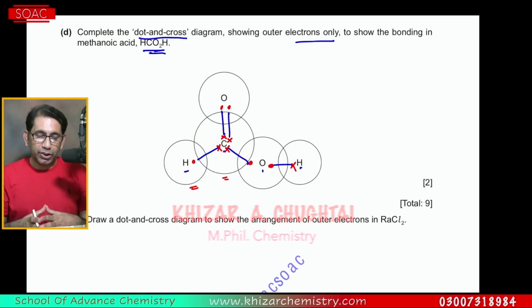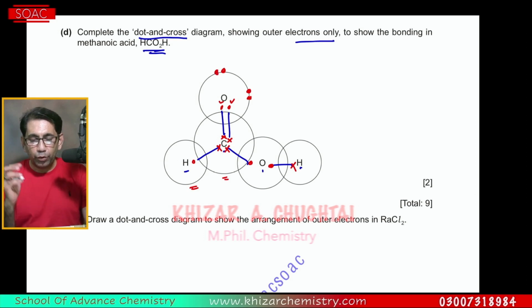Now I'm going to check the last shell electrons. I mean, I'm going to mark the lone pairs. This oxygen atom basically has overall 6 electrons. This oxygen has used 2 electrons in bonding. The rest of the 4 electrons are lying in the form of 2 lone pairs. The same is the case with this oxygen. It has used 2 electrons only in bonding, in covalent bond formation, and the rest of the 4 electrons are lying in the form of lone pairs.